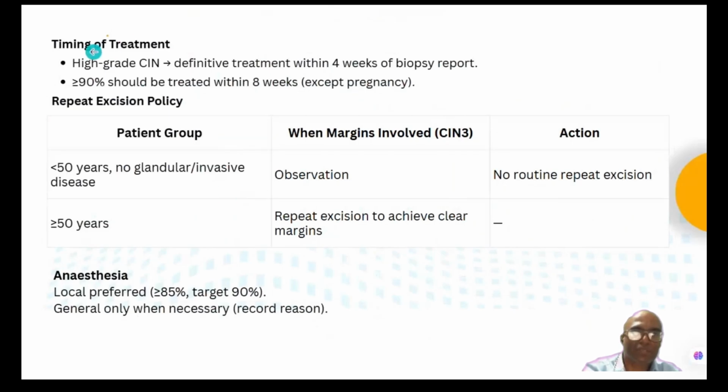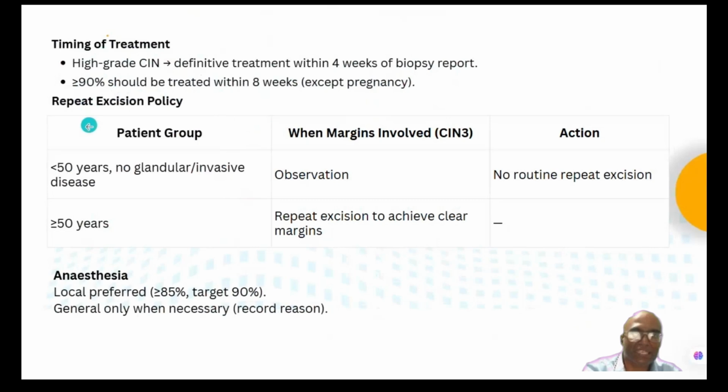Now coming to the timing of treatment. High grade CIN, definitive treatment within 4 weeks of the biopsy report. So you have done the punch biopsy and followed by there is a treatment. If there is a high grade CIN, you have to offer the definitive treatment within 4 weeks of the biopsy report, and more than 90% should be treated within 8 weeks.